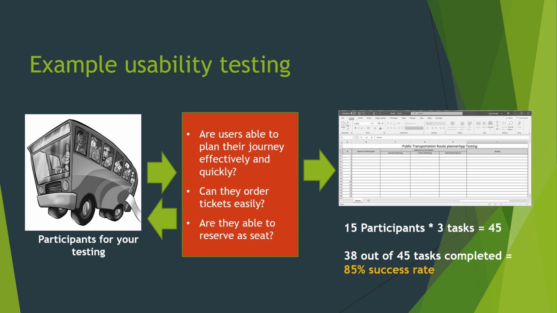So let's take an example of a usability test. Let's say we're testing a mobile app for a public transportation route planner. And let's walk through the steps that we've outlined. Okay, one, we're going to be looking at three main features of the app that we want to test. That's going to be journey planning, ticket ordering, and seat reservations.